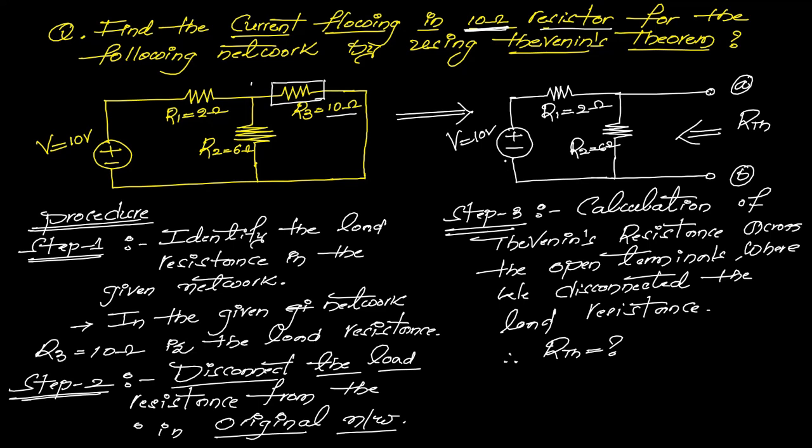It means the condition is that when we are finding the value of RTH across any terminals like A and B, all voltage sources are short circuited and all current sources are open circuited. Now in this problem, when finding RTH, this voltage source acts as a short circuit. Now see here, if we draw this network again, it becomes like this.